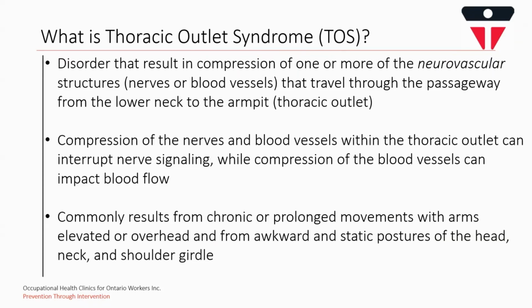The next disorder is thoracic outlet syndrome. This is a disorder that results in compression of one or more of the neurovascular structures, the nerves or the blood vessels I talked about earlier, that travel throughout the passageway from the lower neck to the armpit, which is the thoracic outlet. Compression of the nerves and blood vessels within the thoracic outlet can interrupt the nerve signaling, while compression of the blood vessels can impact blood flow. It commonly results from chronic or prolonged movements with the arms elevated or overhead, and from awkward postures and static postures of the head, neck, and the shoulder.